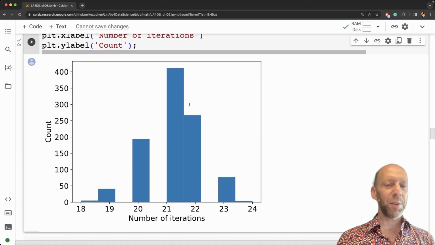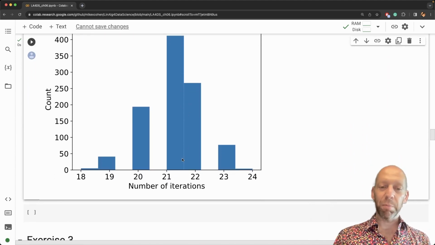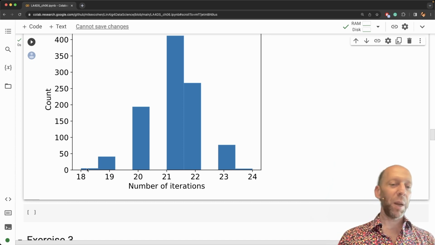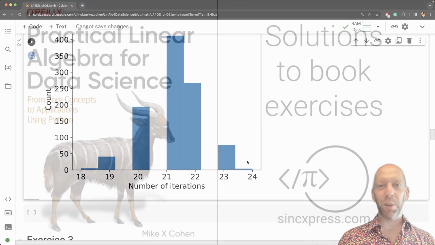And then I just create a histogram. So then we see it's pretty stable. So it tends to be around 21, 22 iterations. Sometimes it happened faster. Sometimes it took a little bit longer.